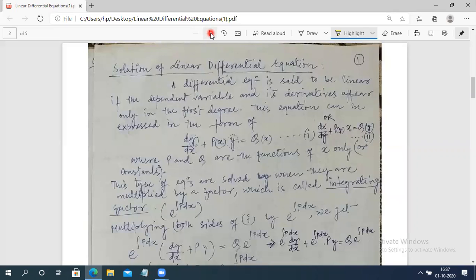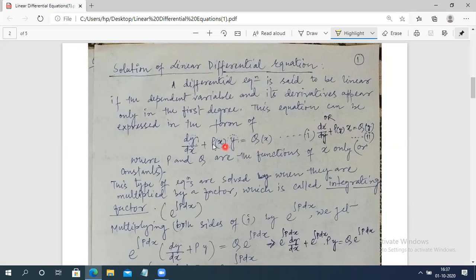Now, what is a linear differential equation? A differential equation is said to be linear if the dependent variable and its derivatives appear only in the first degree. And this equation can be expressed in the following form, that is dy/dx + p y = q, where p and q both are functions of x only, or they may be constants also.